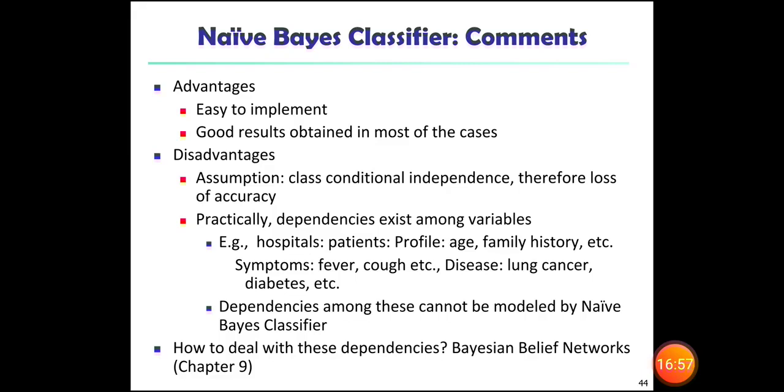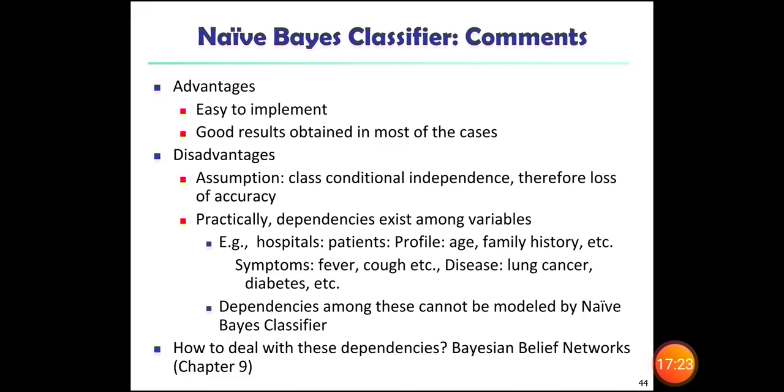For example, in a hospital there will be patient details. The patient's details depend on the profile. In the profile we have age, so based on the age, the patient will be categorized. Based on the family history, the patient will be categorized. So all the values are dependent values. Practically, this is a disadvantage.